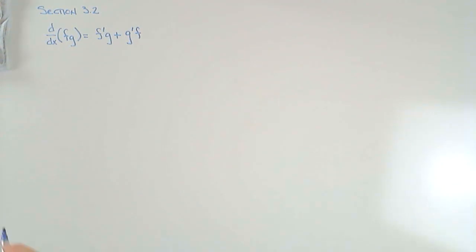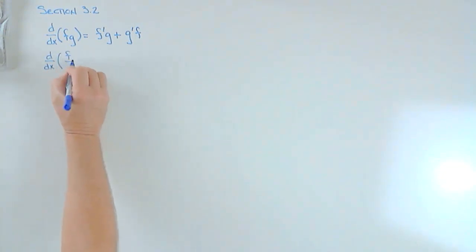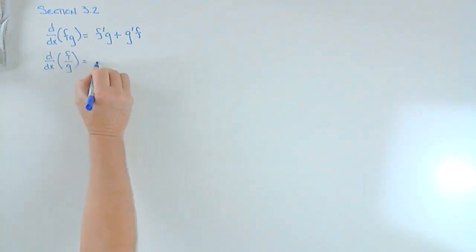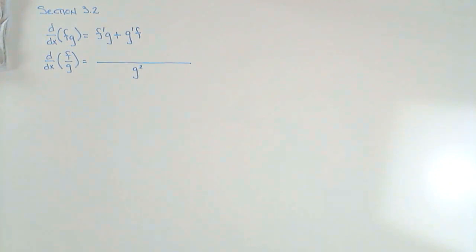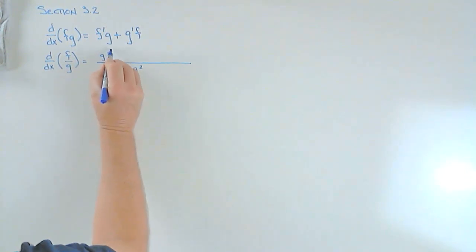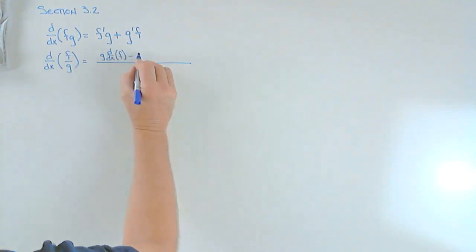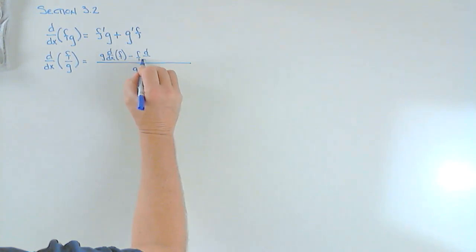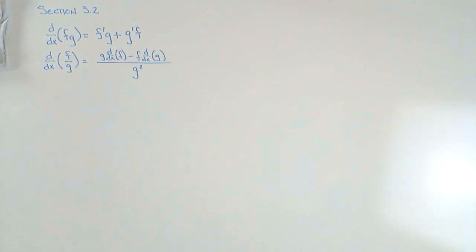All right. The quotient rule says if we're going to take the derivative of a function divided by another function, the denominator squared goes in the denominator. Then from there, we get the denominator times the derivative of the numerator minus the numerator times the derivative of the denominator. All right, those are our two rules.